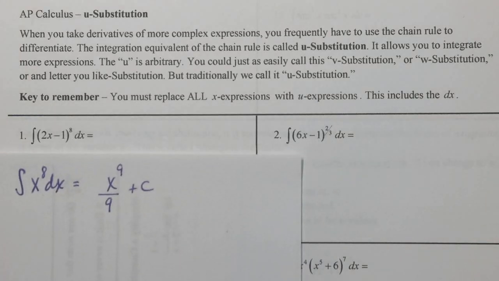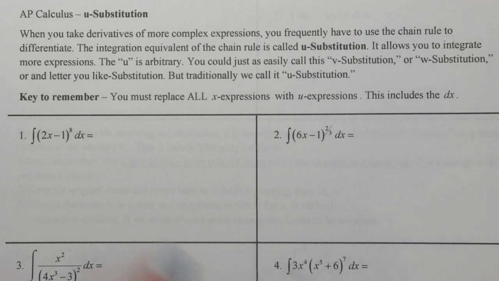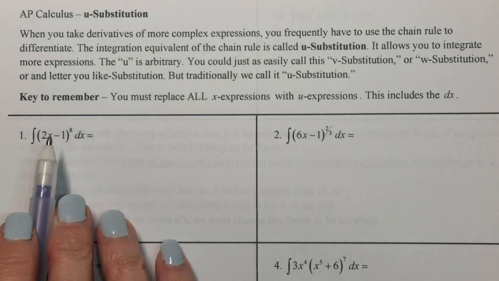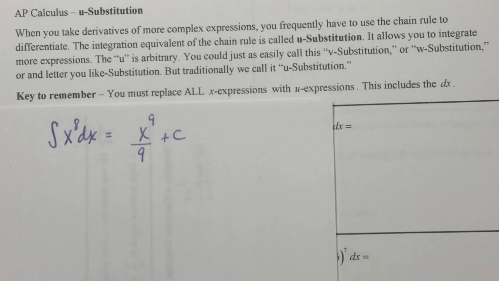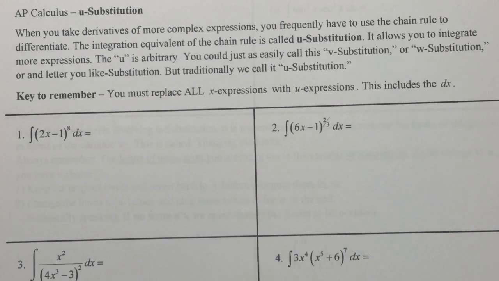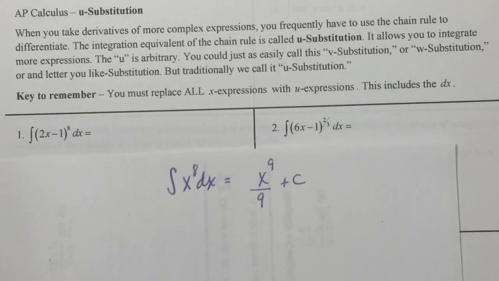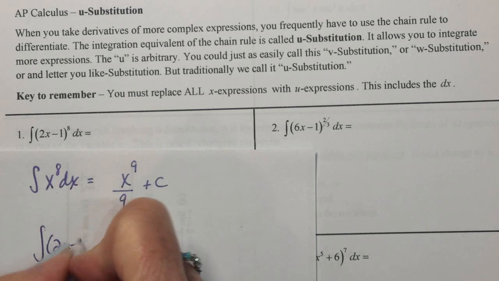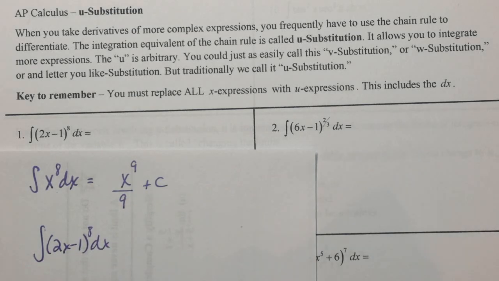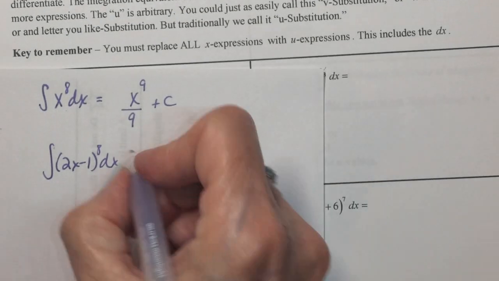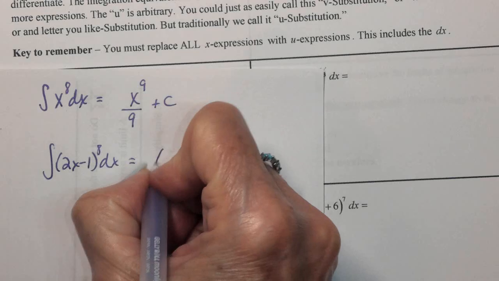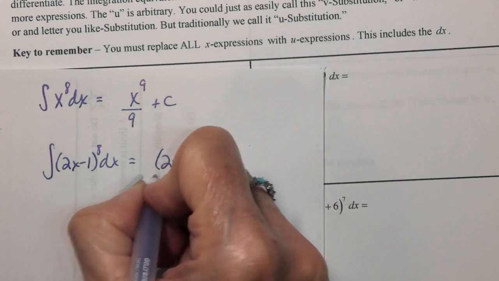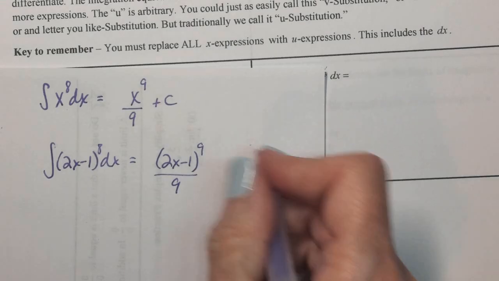So what if it's not an x? What if it's something like this, 2x minus 1 to the 8th? Well, I like to think of this as it's going to behave like that one. It's going to behave like it, but it's not going to be exactly the same. Here's why. If we did treat this exactly like just a regular x, then we would say that this is 2x minus 1 to the 9 over 9, right?